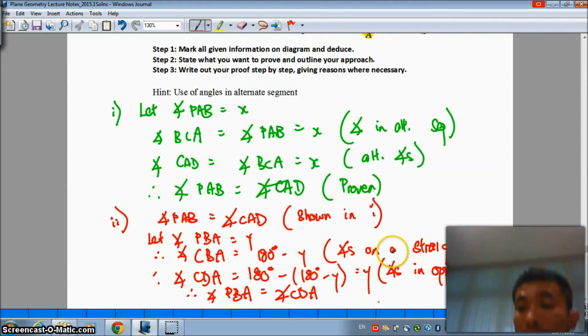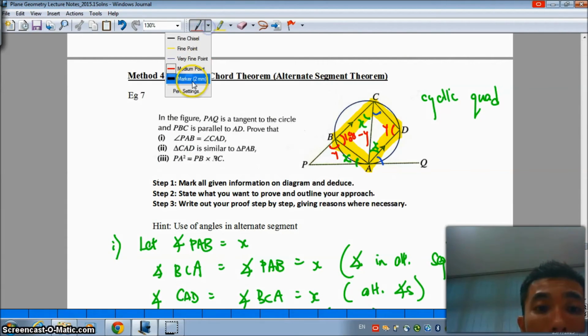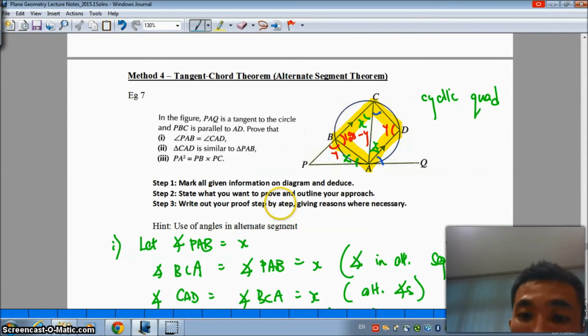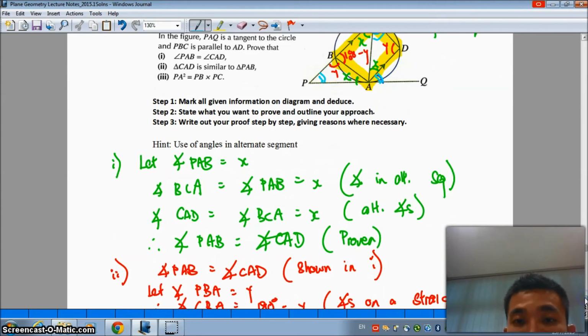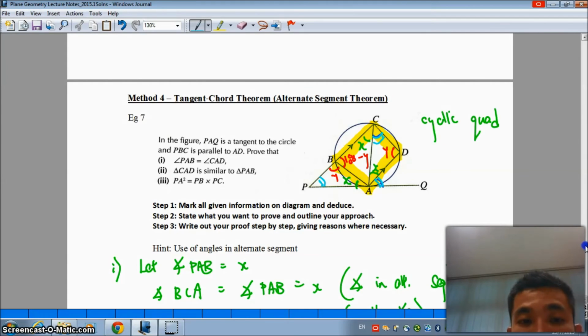And definitely, since we have two angles that are the same as what we have done previously, this last angle and this last angle in the triangle will definitely be equal, based on sum of angles in a triangle. Therefore, angle BPA must be equal to DCA.